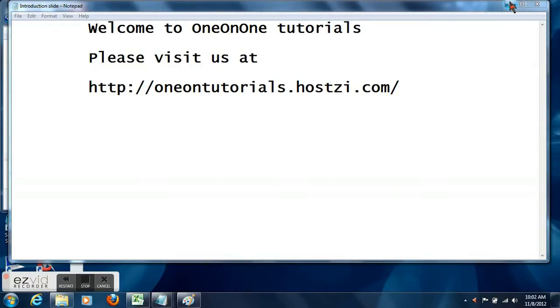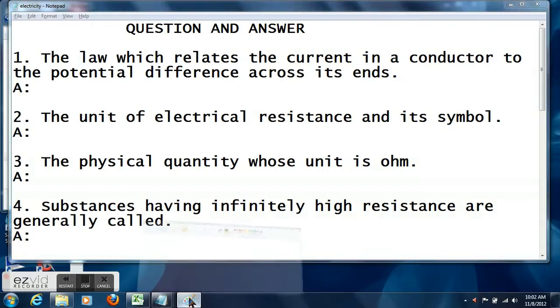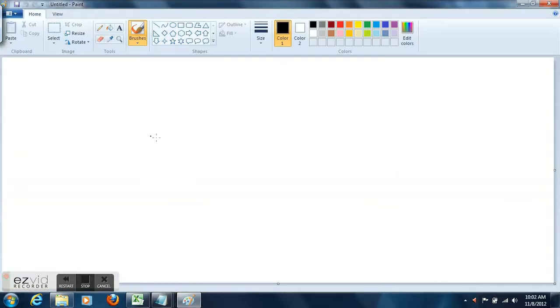Welcome to the next tutorial on electric current. This tutorial is primarily meant for questions and answers. Here I will be first discussing the questions and then you start writing the answers and then solve the numerical problems. The first part will be on questions and second part will be on numerical problems.